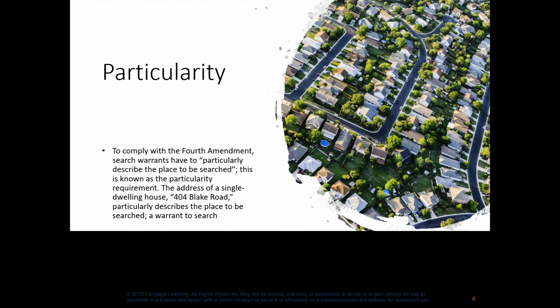So the court will say, okay, you want to search 404 Blake Road. What are you looking for, officer? And the officer then is going to, as the second part of particularity, say, I'm looking for X, Y, or Z. Maybe I'm looking for guns. Maybe I'm looking for drugs. Maybe I'm looking for the fruits of a bank robbery, the cash. Maybe I'm looking for evidence of tax evasion. Maybe I want to access the computer there. So first you tell me where you're going to search, then you tell me what you're going to search for, and that's particularity. That has to be present in the warrant.